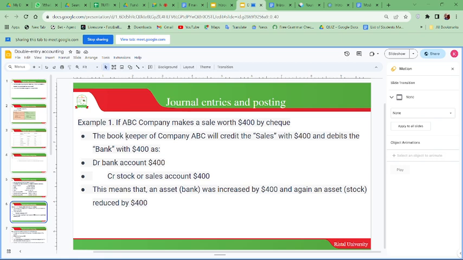So the bookkeeper of company ABCD will credit the sales with 400 USD and debit the bank with 400. So ABCD makes a sale. It means there is an increase in sales. It makes a sale by bank, which means the bank is receiving 400.